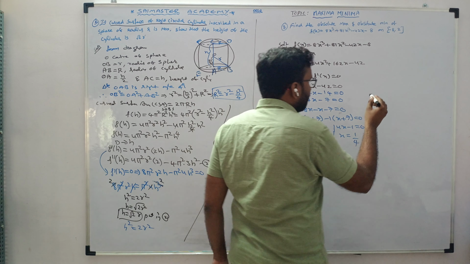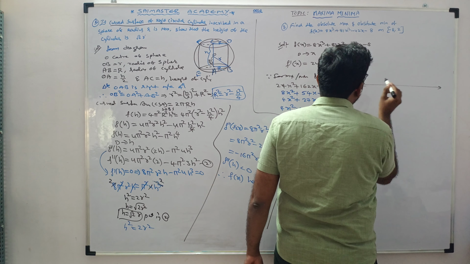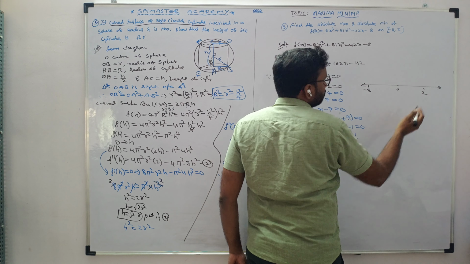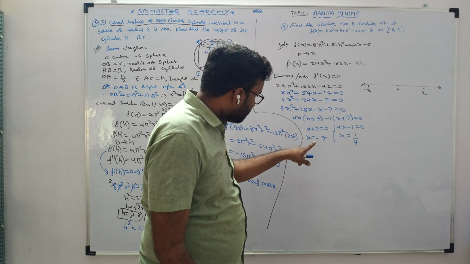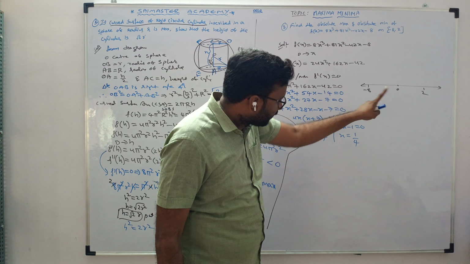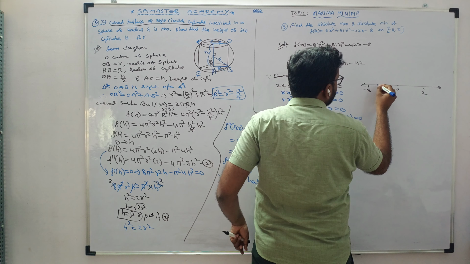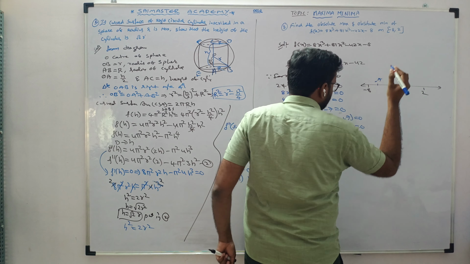So now take the number line. This is 0. What is the minimum? Minus 8. What is the maximum? 2. Now you have to check whether minus 7 lies between minus 8 and 2. Somewhere here is minus 7, and 1 by 4 is somewhere here, plus 1 by 4.